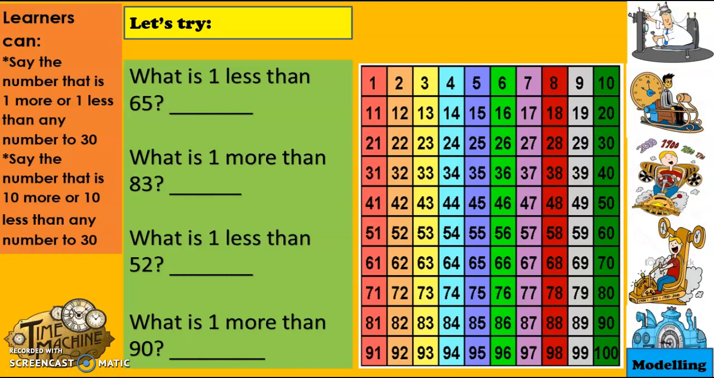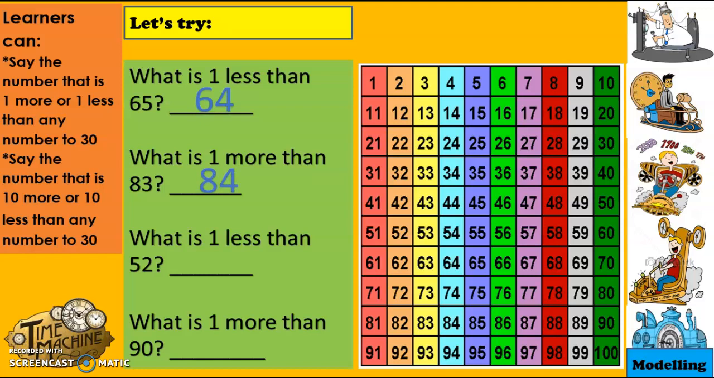Now, let's try to answer. Using the number grid, answer these questions. What is 1 less than 65? Look for 65. 1 less means counting back once. The answer is 64. What is 1 more than 83? Find out 83 and count on ones from 83. What is the correct answer? It's 84.